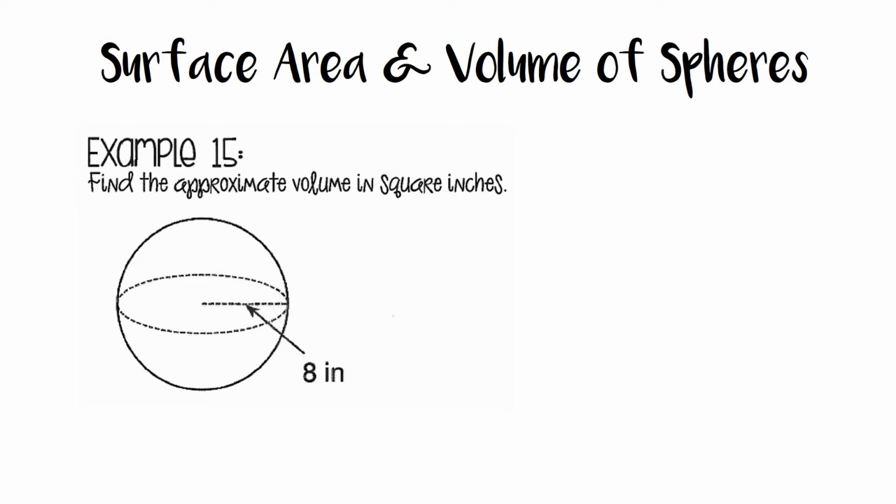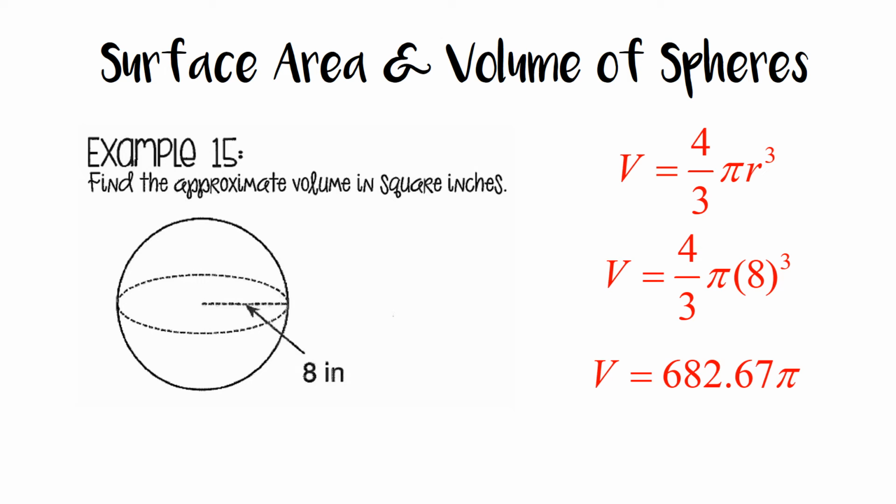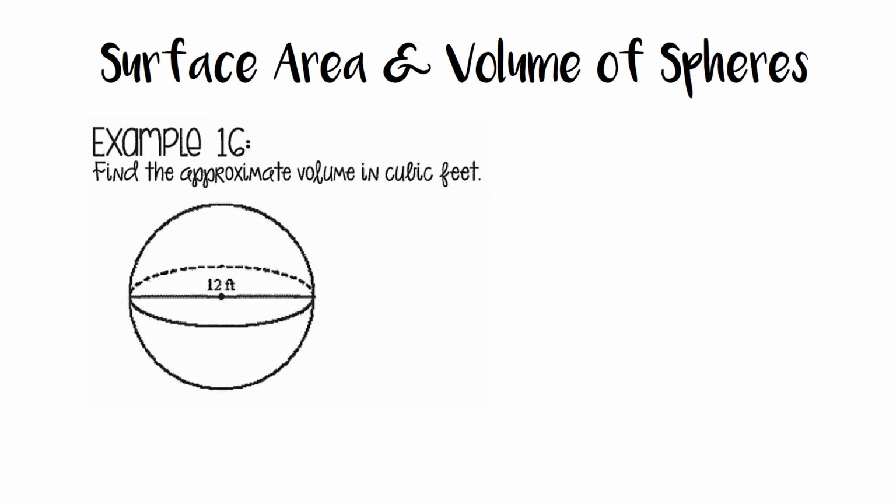Okay, moving on to volume. So we need the volume formula, which is 4/3 pi times r cubed. So our radius in this problem is 8, so we're just plugging in 8 for r, and 8 cubed is 8 times 8 times 8, which is 64, times 4 divided by 3 times pi is 682.67 pi, and that total decimal is 2,144.6606 inches cubed.